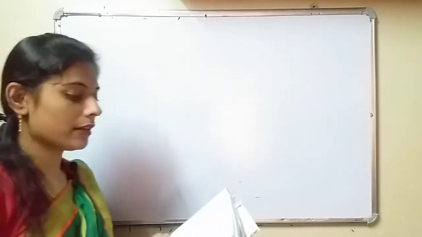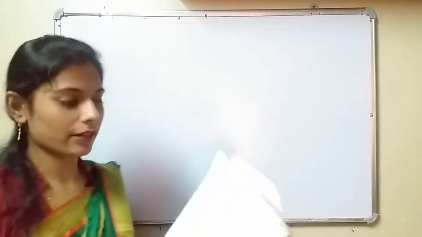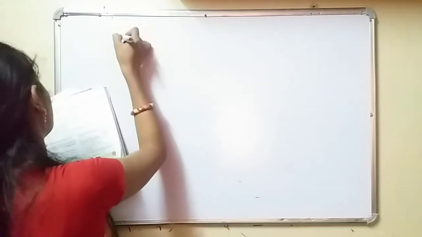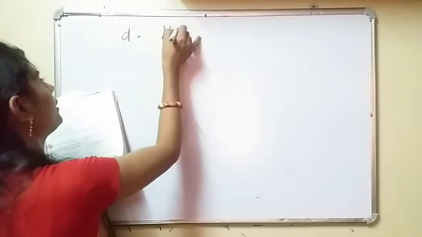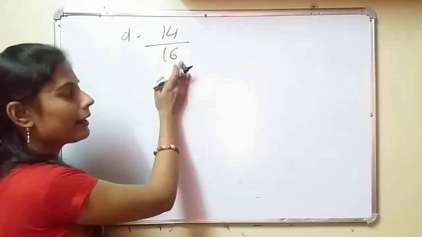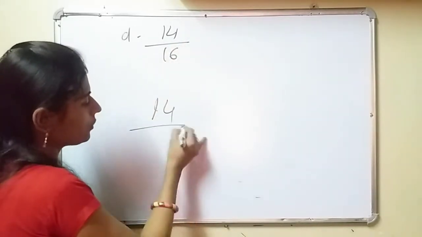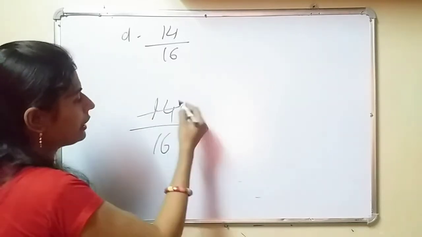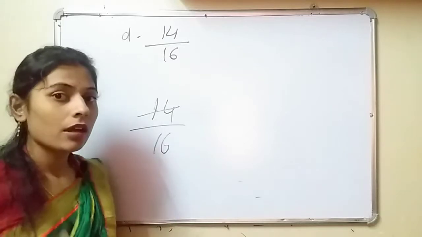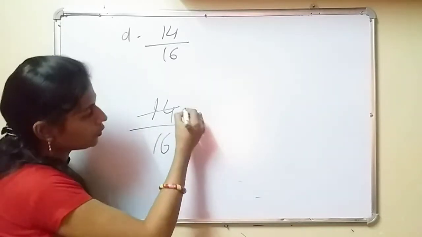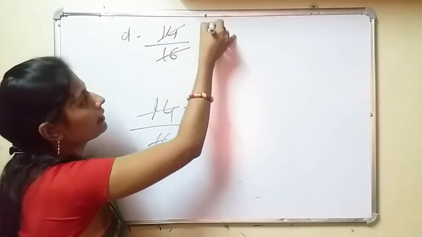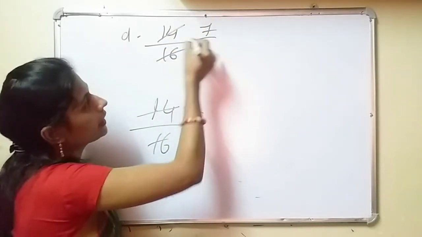Now see question number D we will solve. It is a little bit different. C you will solve, D I will solve now. That is 14 by 16. Now see, in this fraction can you divide 14 and 16? You can divide by 2, because both the numbers are even and both are divided by the same number. So 2 7s are 14 and 2 8s are 16. So when you divide, you will get 7 by 8.